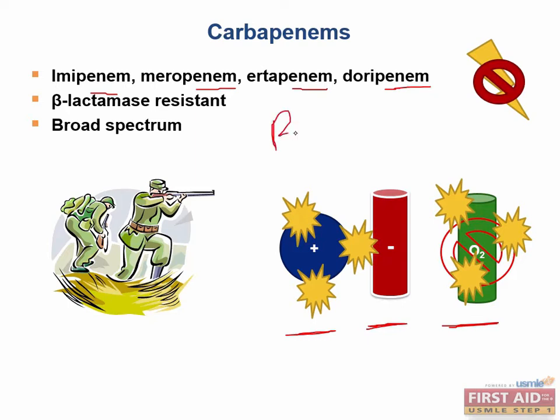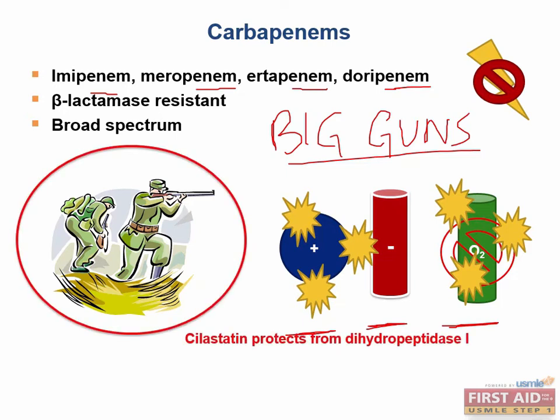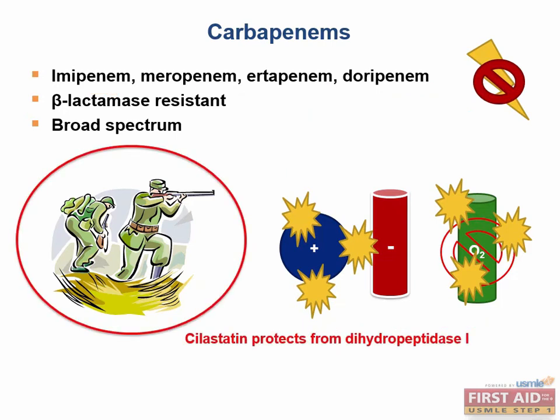They are considered the big guns in the hospital and are typically saved as a last resort to fight very resistant organisms. These drugs are administered with cilastatin. Do you remember why? These drugs are inactivated by an enzyme called dehydropeptidase 1 in the renal tubules. Cilastatin protects against enzymatic inactivation by this enzyme. The mnemonic to remember this is: the kill is lastin with cilastatin.